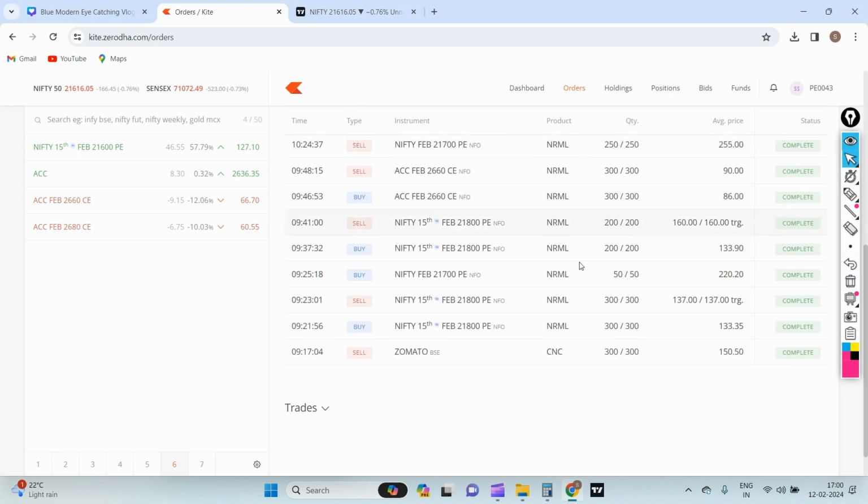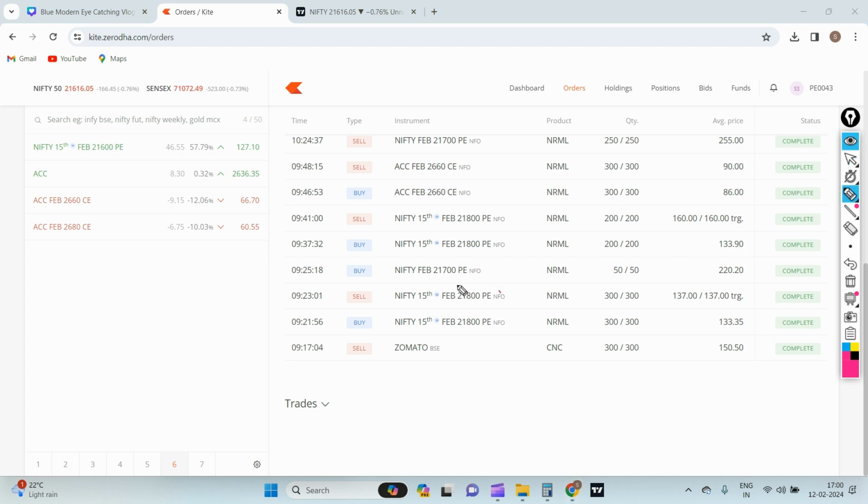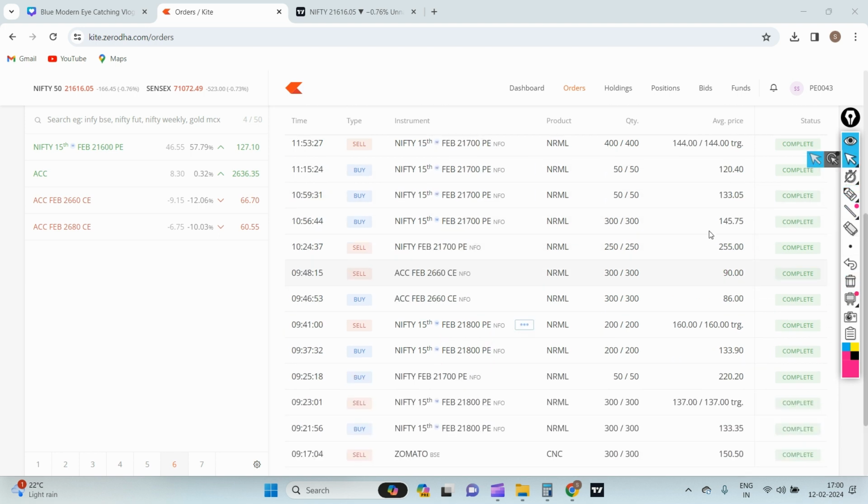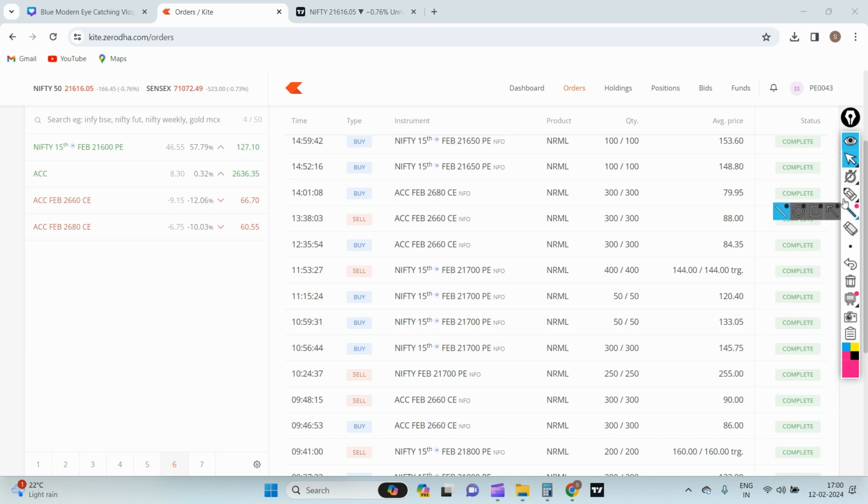If you see exactly, in 21,800 early morning, I had a target of around 3.5 to 4 rupees, and then I entered the same with 200 quantities, entered at 134 and exited at 160. Coming to the other trade I was talking about, 21,700 put, I made around 300 quantities, again two lots. Overall, cumulatively, I was able to capture around 1200 or 1300 rupees with that.